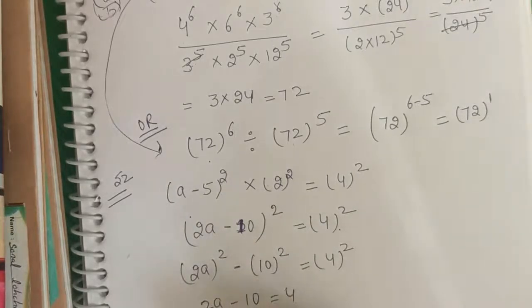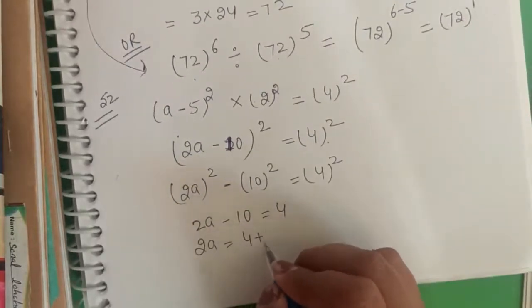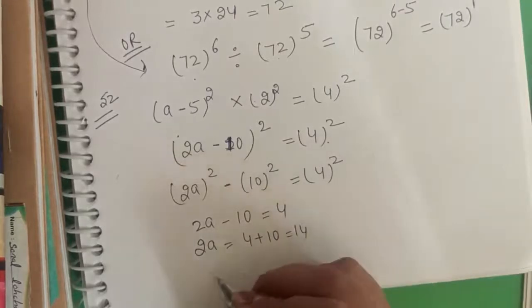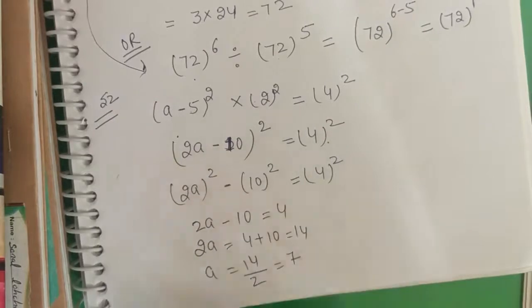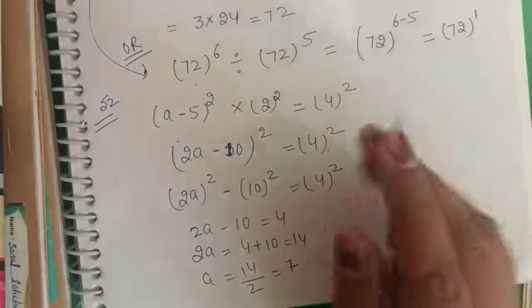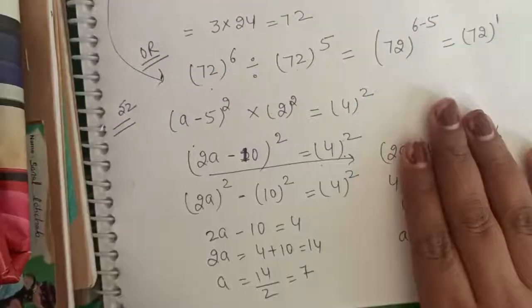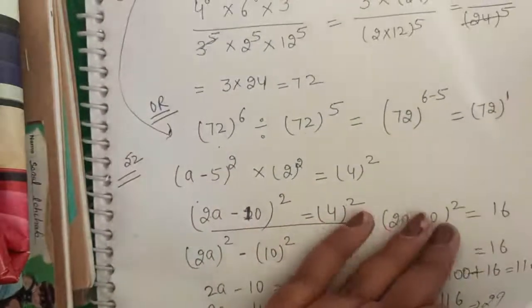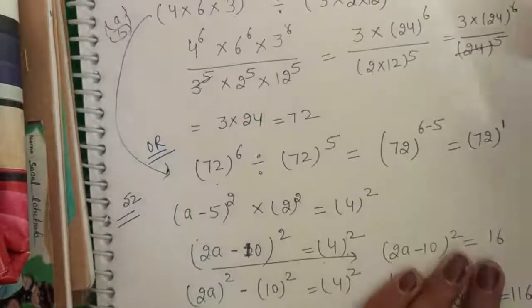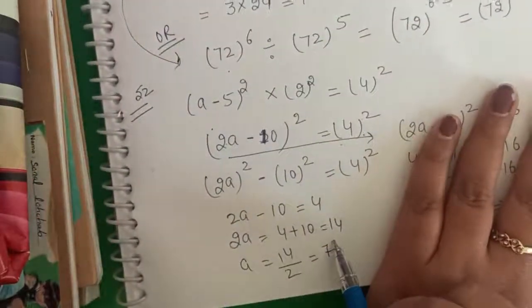2a equals 4 plus 10 equals 14. a equals 14 by 2, that is equal to 7. Now after this, we find the value. We will check this value by putting it in the same. Here we get the value of a equals 7.